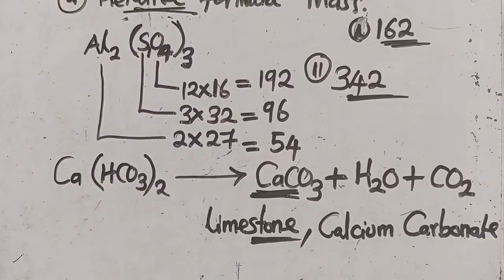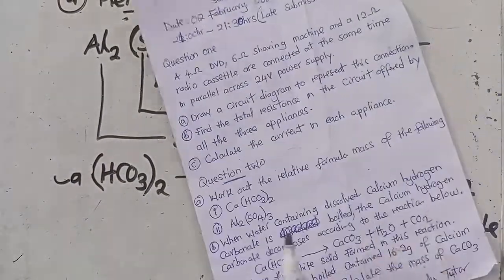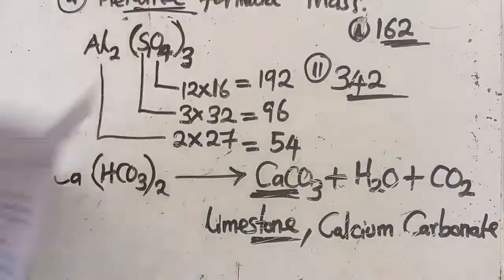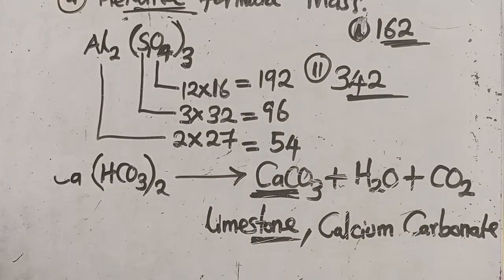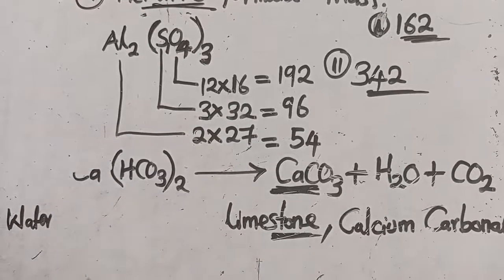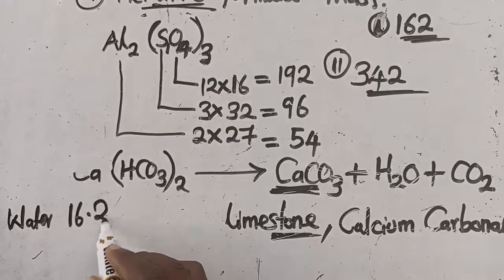These are questions that I'm getting from here. So these are questions that you are already having. The question is saying, if the water board contained 16.2 grams of calcium hydrogen carbonate. So the water is containing 16.2 grams.